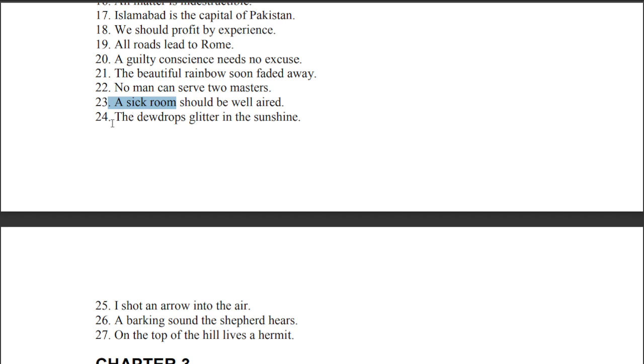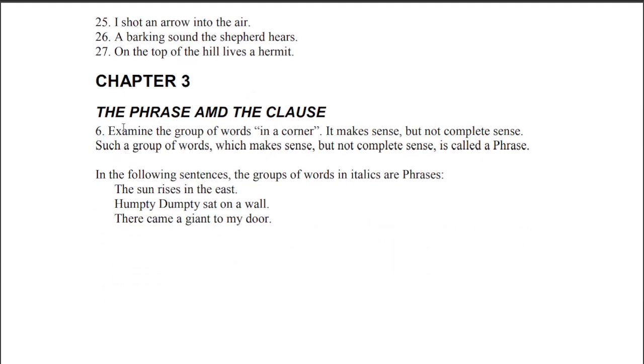Statement 24. The dewdrops glitter in the sunshine. First, an entity or a thing has been named, the dewdrops, and then something has been said about the dewdrops, and that is being indicated by glitter in the sunshine. So, glitter in the sunshine is the predicate, dewdrops is the subject.